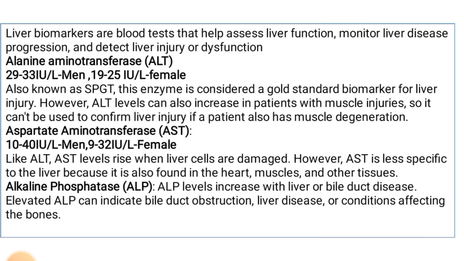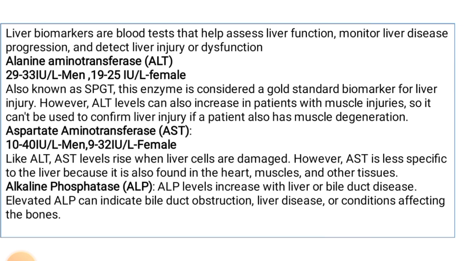Alanine aminotransferase, which we call ALT, is considered a liver biomarker, but along with that, if the ALT level increases, it can also be an indication of polycystic ovary syndrome, or PCOS, in females who have a large amount of alanine aminotransferase. So alanine aminotransferase is also considered a biomarker for females suffering from PCOS. These are some of the biomarkers that we wanted to discuss with you.